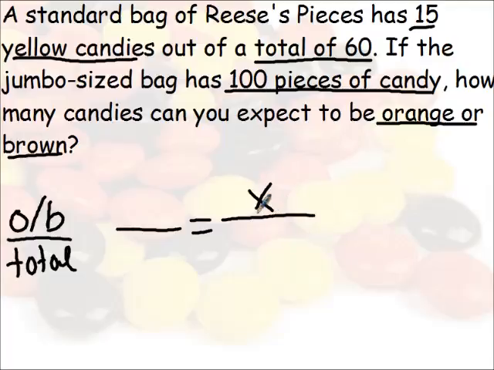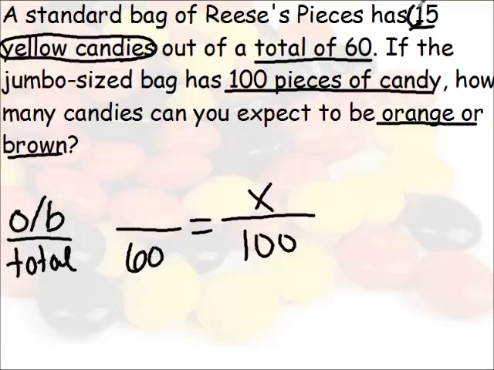How many will be orange or brown out of 100 pieces of candy? Well, that will depend on how many were orange or brown out of 60 total pieces of candy. We're told how many were yellow. So if 15 were yellow out of 60, how many of them would have been orange or brown? We'll need to subtract. 60 minus 15 would give us 45. So 45 candies out of the 60 were orange or brown. So how many out of the 100 will be orange or brown?